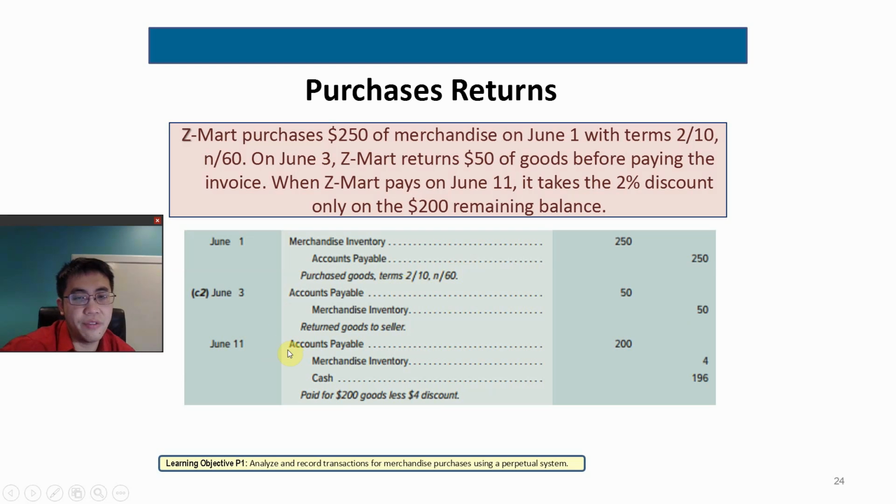On June 11th, 10 days after, you will pay the remaining balance. So it's $200 of accounts payable that needs to be satisfied. So that's 250 minus 50, so that's 200. And how do you pay the 200? Well, you only need to pay $196 cash for it, and that's it. Okay, you only pay this much. You do not pay $200 because you pay early. You enjoy a discount. You will see there's a $4 difference here. That $4 will go to merchandise inventory as a deduction of its value. So just because you pay $4 less, the value of the merchandise you purchased is worth $4 less.